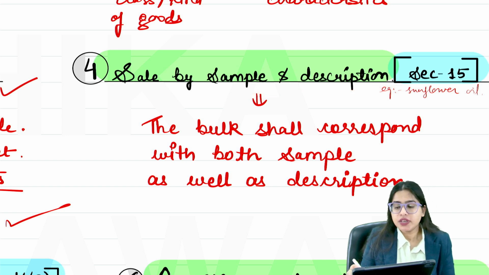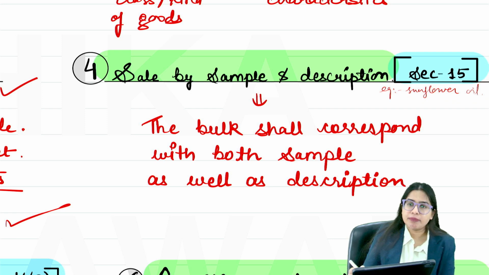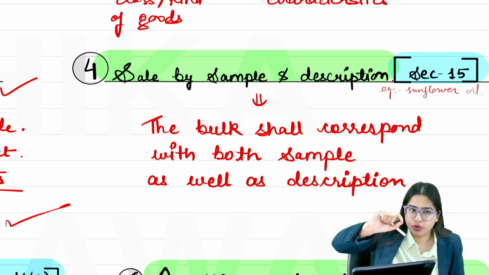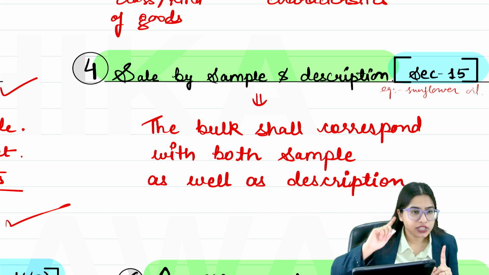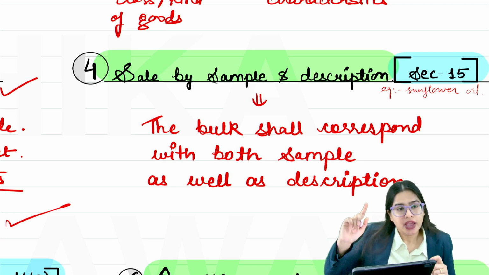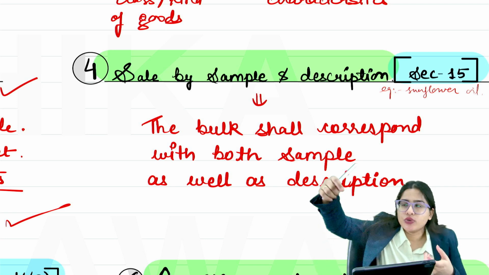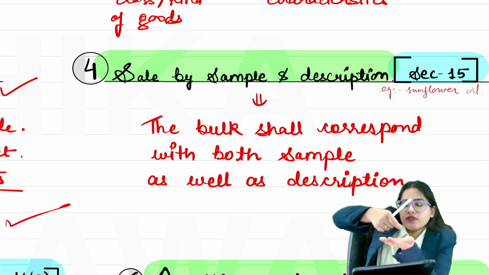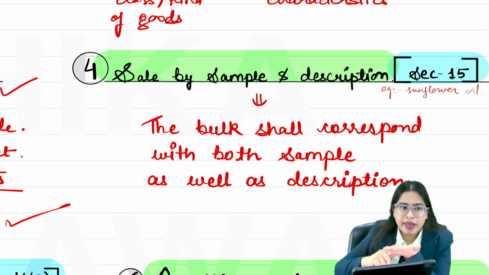For example, I will take the sunflower oil example here, in Section 15. For example, I went to a shop. The shopkeeper said to me, madam, this is sunflower oil. So he gave a description. What description did he give? This is sunflower oil. And he showed me a sample also. He took some oil in a spoon and showed me a little, one spoon of oil. He showed me in my hands also.